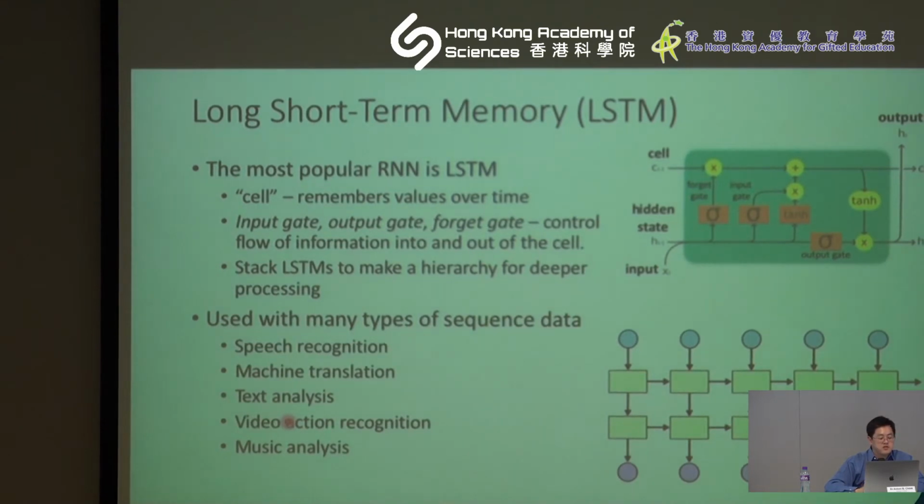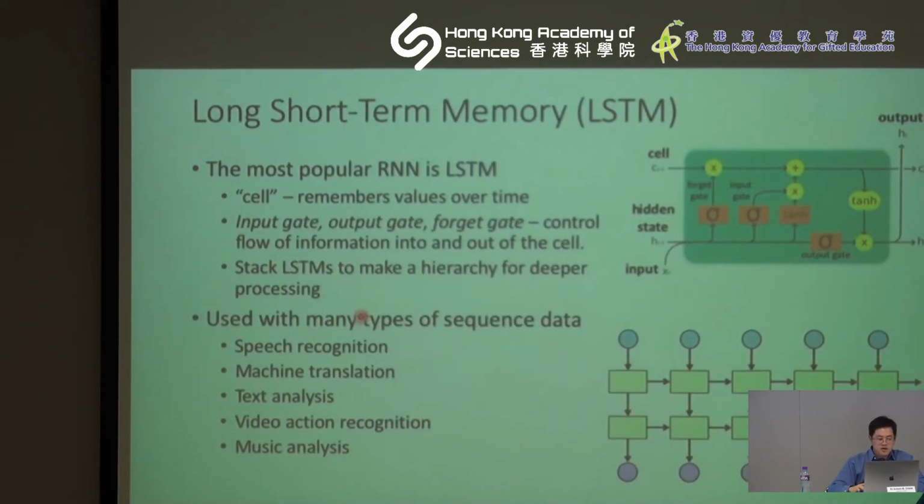And this is very popular to handle sequence data. Basically, most people are using this now. They use it for speech recognition, for automatic machine translation, so if you use Google Translate, it's using this. We use it for text analysis, for recognizing videos or recognizing actions in videos, and to analyze music, right? Because these are all sequence data. Okay, so that's how we can handle sequence data.